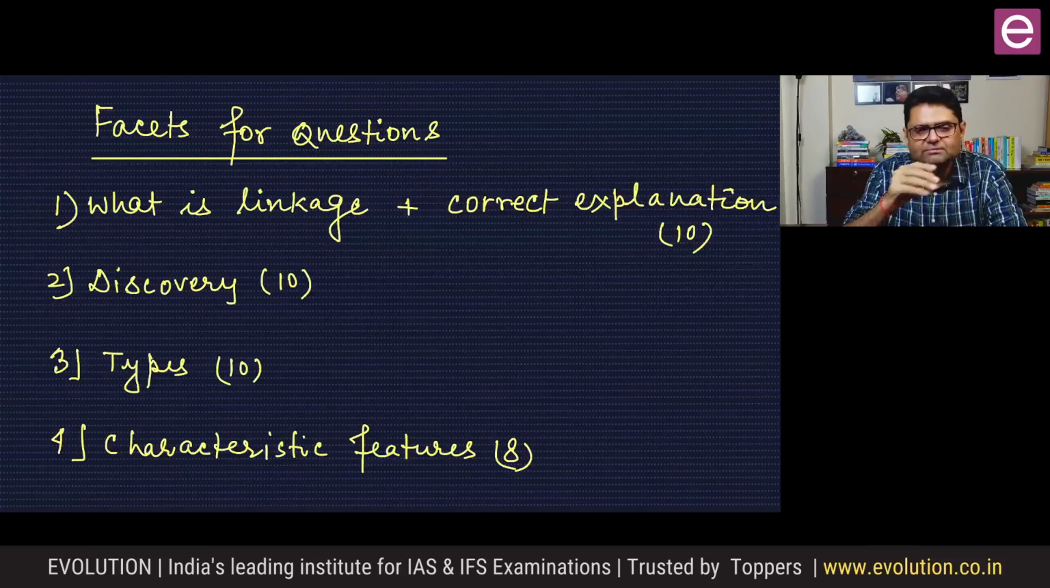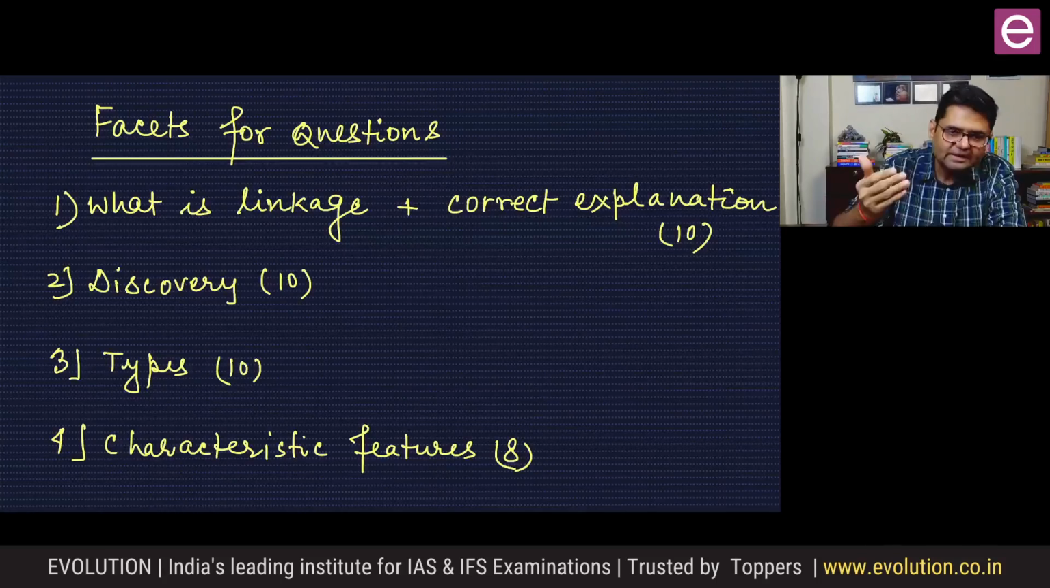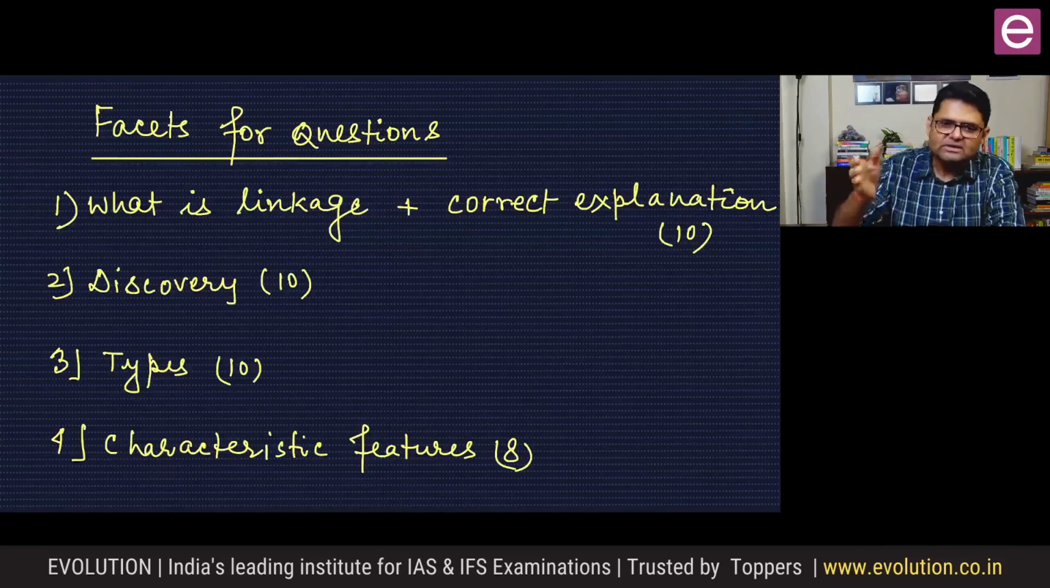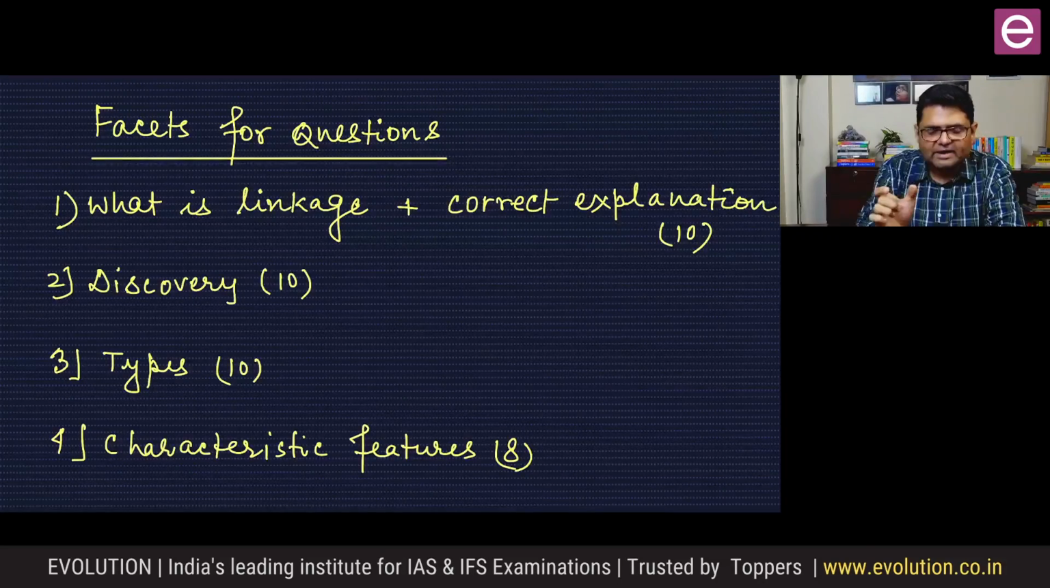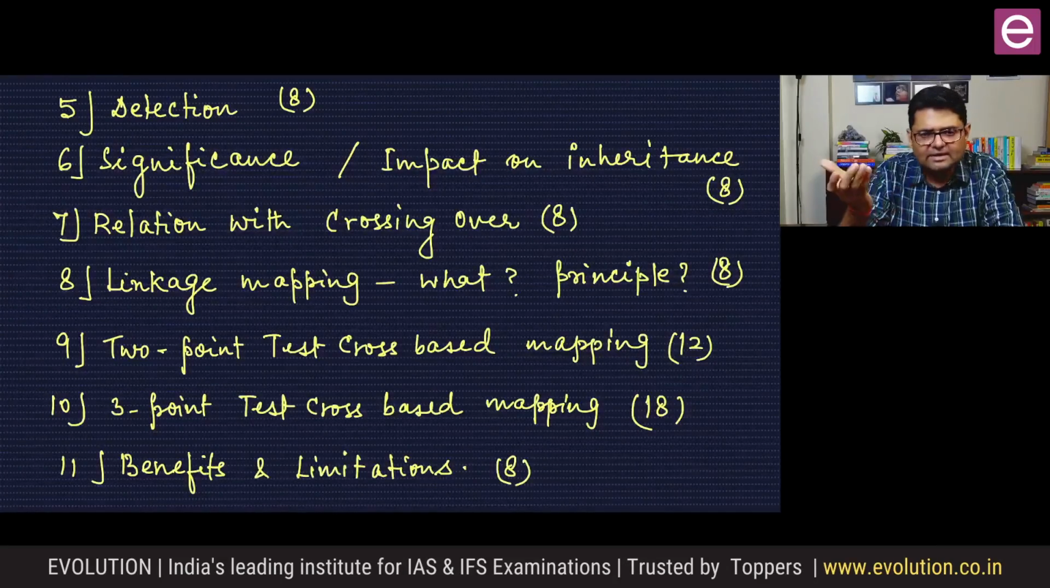Then types of linkage, 10 points are very easy. Then characteristic features of linkage type of inheritance, 8 points will be good enough because it is never going to be asked alone. It is going to be like, what is linkage? Enumerate its characteristic features and mention how it can be detected. So what is linkage is one part, characteristic features is another part, detection of linkage is going to be another part. And combining each one of these, you can easily generate a 20-point answer, and that is what maximum UPSC can expect from you. So the fifth facet is detection of linkage.